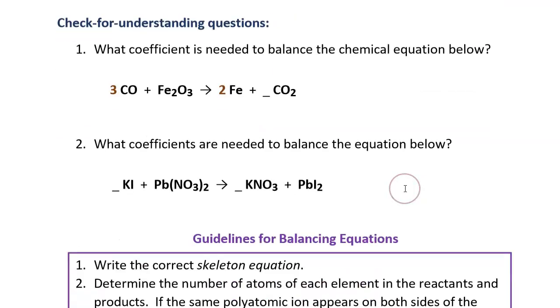Here are some check for understanding questions. I will pause the video for you to answer these. Notice in this first problem there's this blank spot here. That's what I'm asking you. What coefficient has to go there to balance the equation? In number 2, there's a blank spot here and a blank spot here. I'll pause the video for you to work on these.